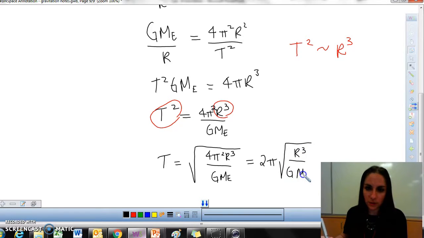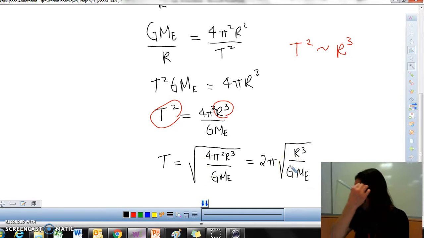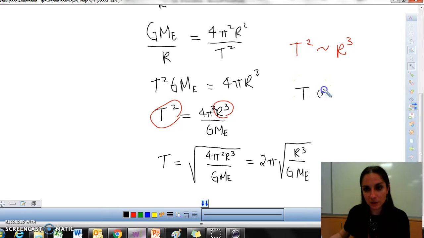Now you can write it in either of these forms. It doesn't matter, it's your personal preference. You could even keep it like this if you'd like. But this is the orbital period. So some notes about this. Orbital period is measured in seconds. Generally your periods are going to be given in days, years, or months, so just make sure that this is in seconds. And generally this is a large number.